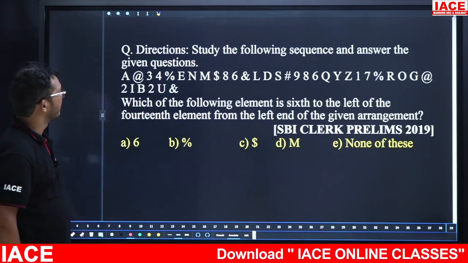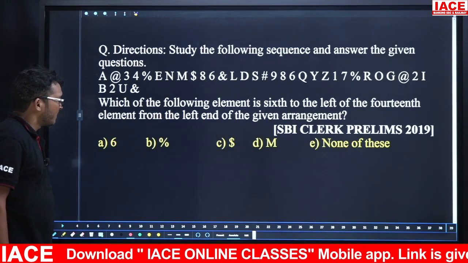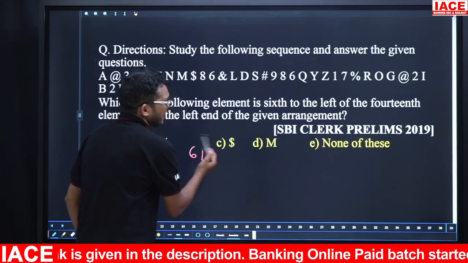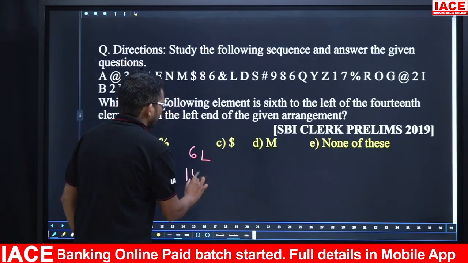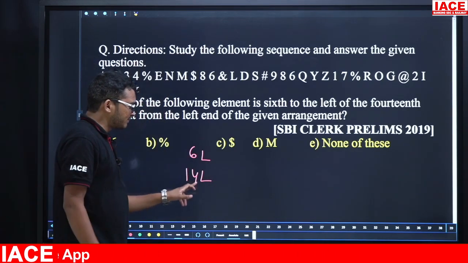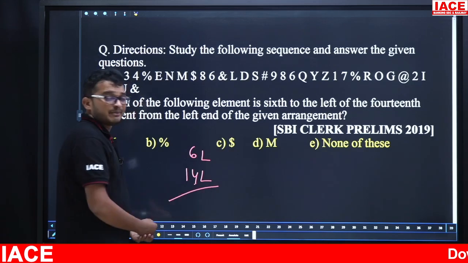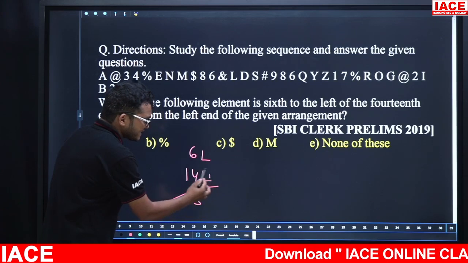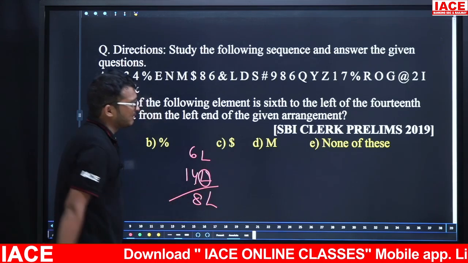Yes, time up. So friends, take your given question. Which of the following elements is 6th to the left of the 14th element from the left-hand side in the above arrangement? 6th to the left, 14th from the left. Here both are the same direction, so subtract. 14 minus 6 is what? 8. The question is ending with left-hand side, that means 8th from the left.